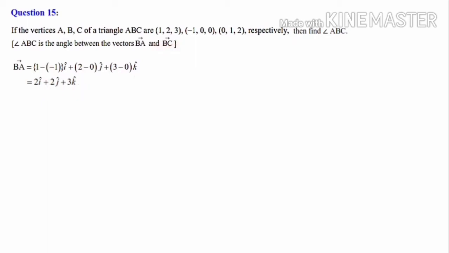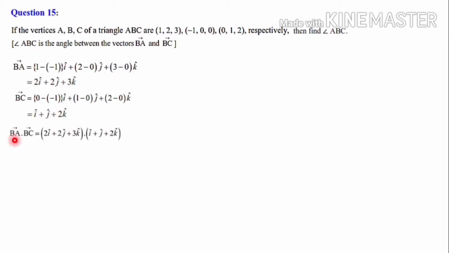Next we have to go for calculating vector BC. Vector BC, as I said before, is C minus B. Here point C is this one, minus B is this one. So 0 minus minus 1 into I, plus 1 minus 0 into J, plus 2 minus 0 into K. When you do the calculation, 0 minus minus 1 is plus 1, so 1 into I is I, then 1 minus 0 is 1, that is J, then 2 minus 0 is 2, that is 2K. So I plus J plus 2K, that is BC. Next we have to go for BA dot BC.